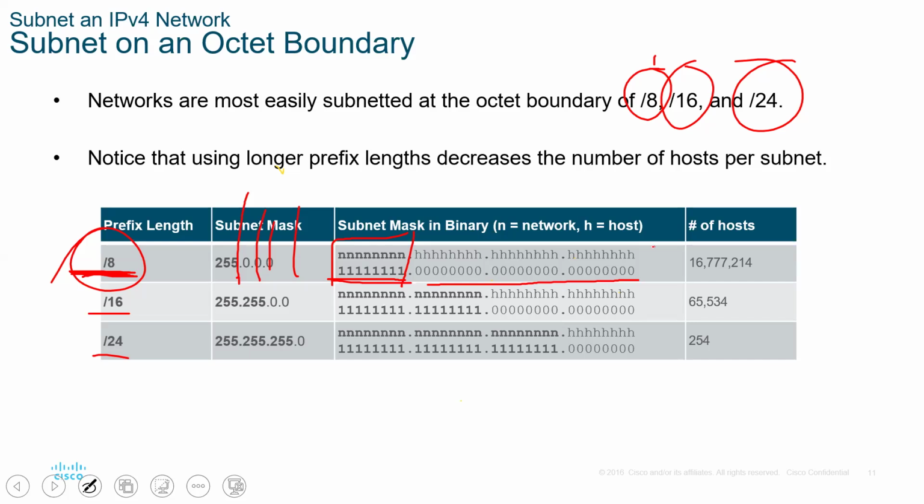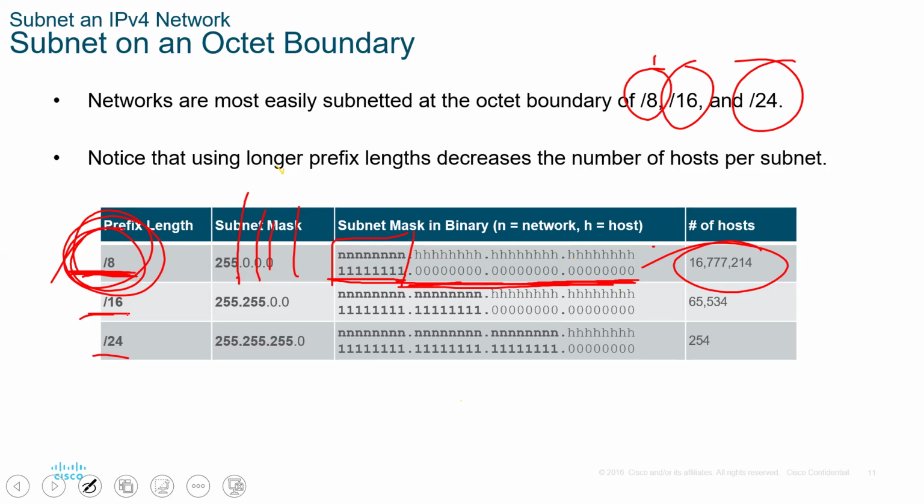All right. Now, how do we know the number of host devices that this block can give? You just do 2 raised to the power of this 24. You will get 16,777,214. This is the number of IP addresses you get for each of the subnets in this particular /8.